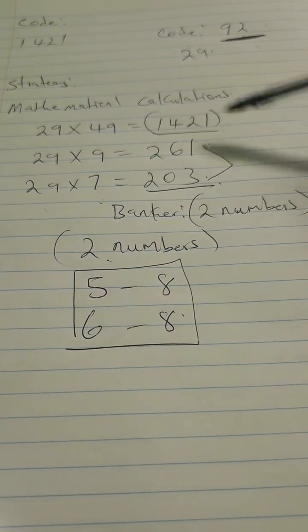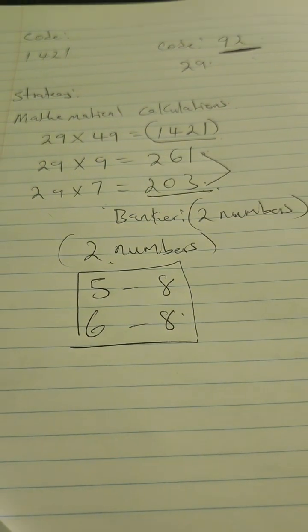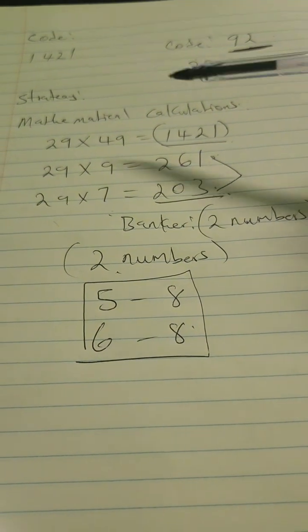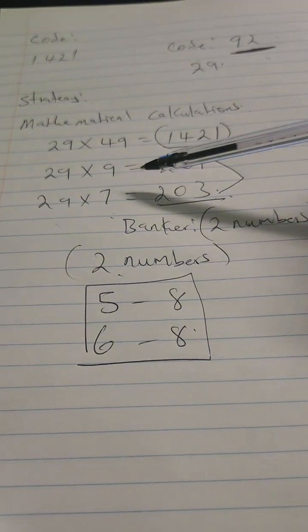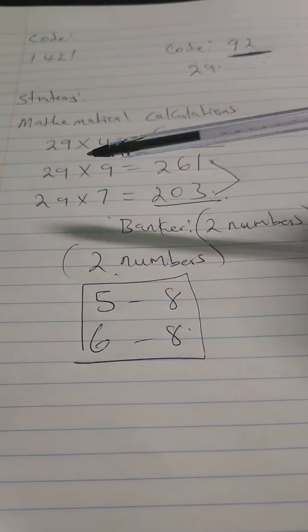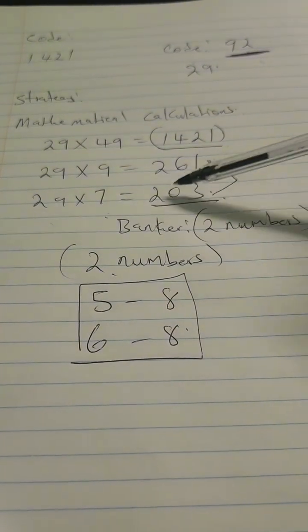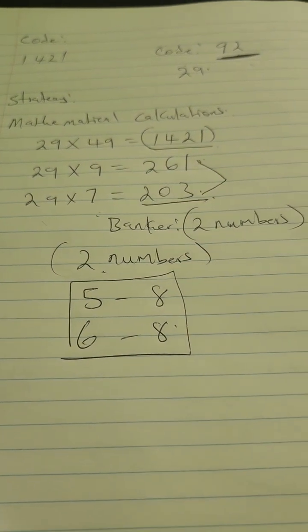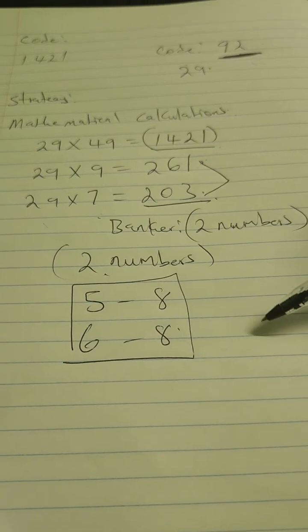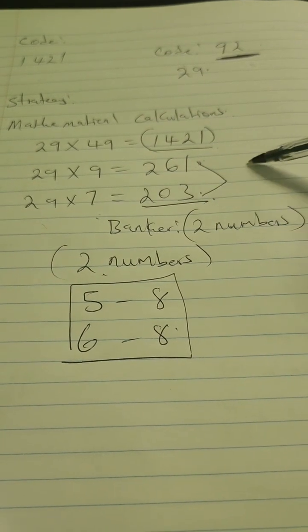So I was doing my strategy, the mathematical calculation strategy. I'm busy predicting lunchtime now. So I'm using the date 29. So you say 29 times 49, it gives you 1421. 29 times 9 is 261. These are codes, but to get your best bankers, you need to say 261 minus 203. It will give you 58. That 58 is your banker.